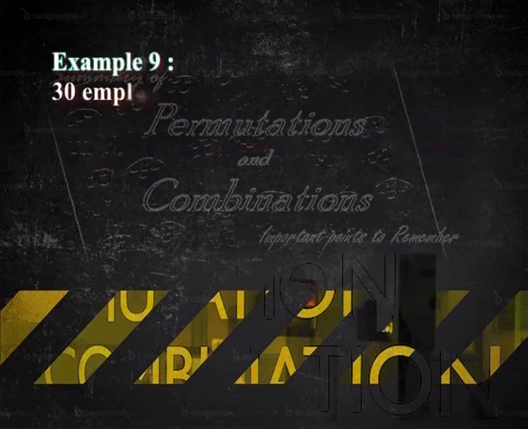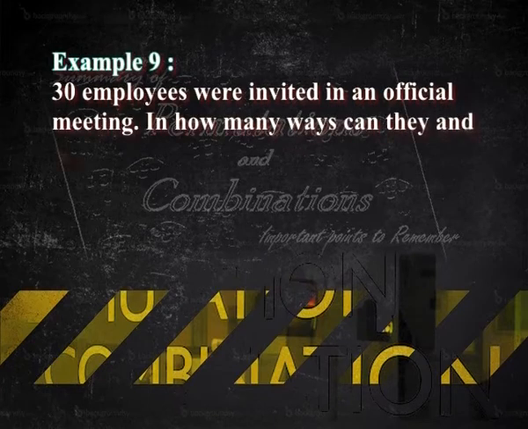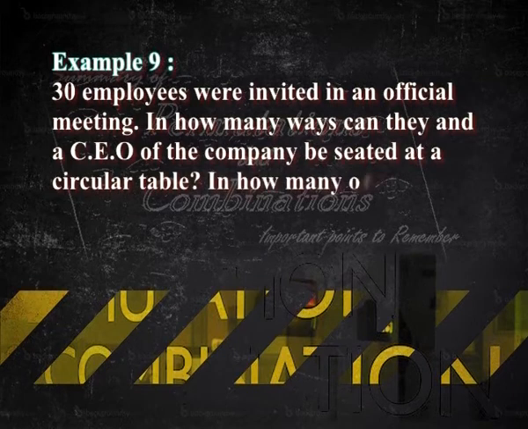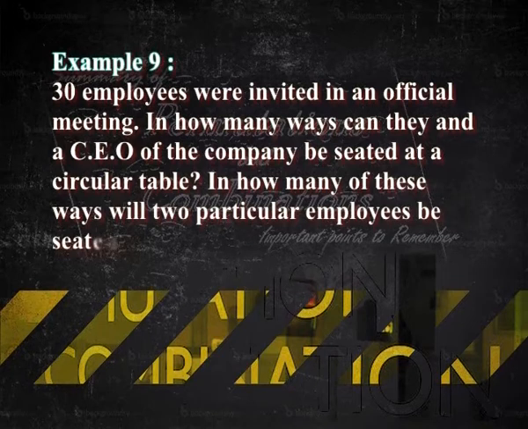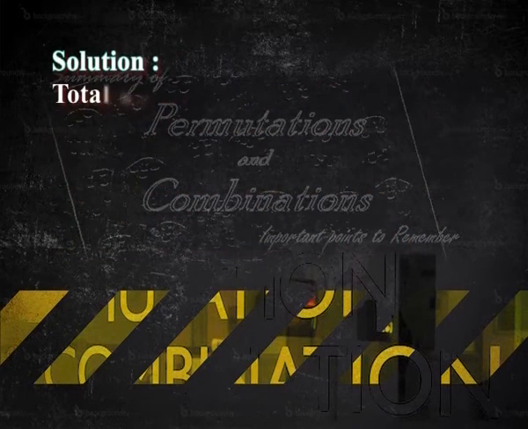Now let's see example number 9 here. 30 employees are invited to an official meeting. In how many ways can they and the CEO of the company be seated at a circular table? In how many of these ways will 2 particular employees be seated on either side of the CEO? Now let's see the solution for this.